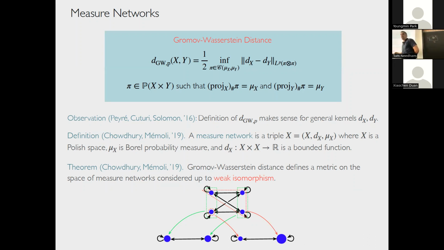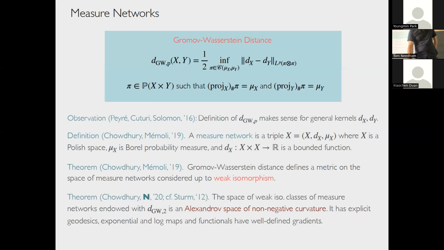The answer is basically, if I take a measure network and leave the dx structure unchanged, but just rearrange mass, going from here to here in the picture, so I'm just moving mass around but not changing the distance structure, that's a distance 0 move in this framework. They pinned that down in a much less hand-wavy way, but this is the basic idea.